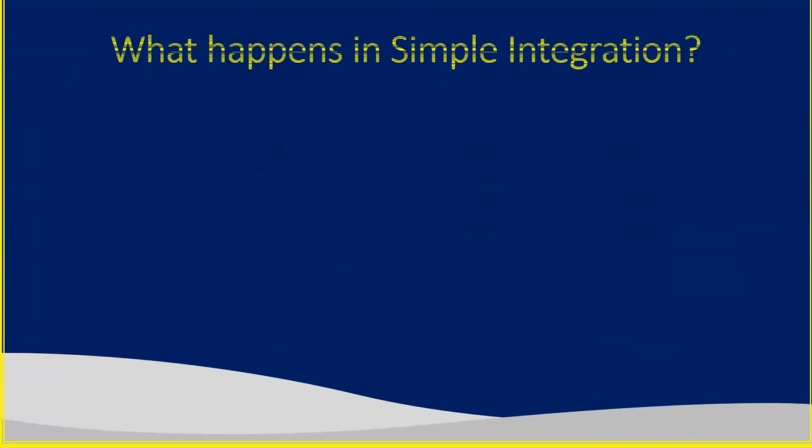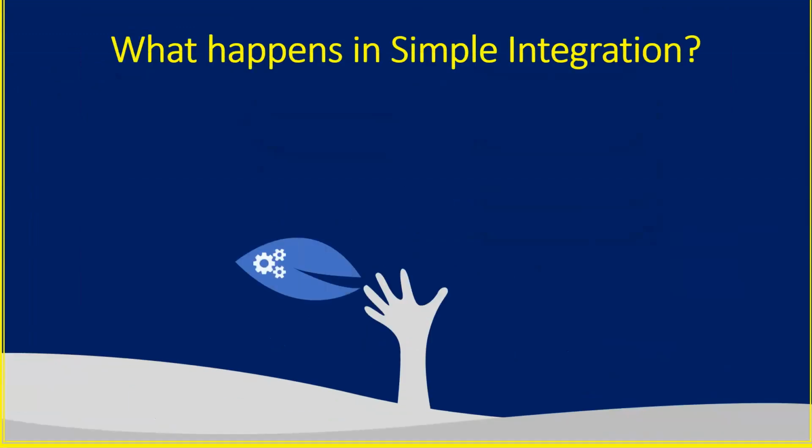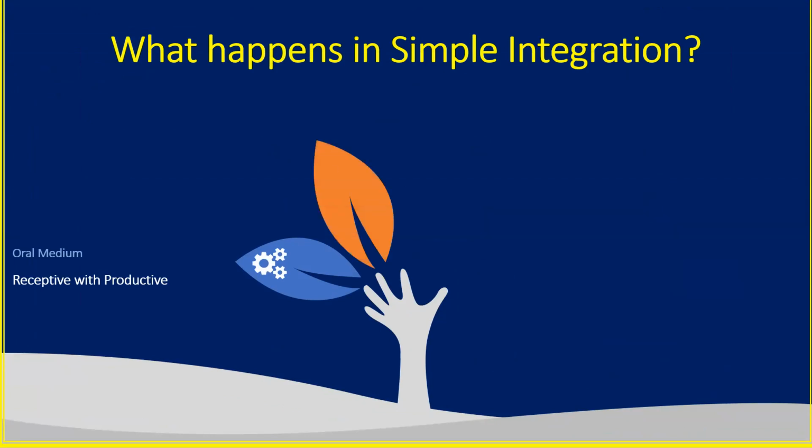So what happens in simple integration? In simple integration, we integrate only two skills, no more. So it might be oral medium, like receptive with productive, that are done orally. Like what? Yes. So we have the receptive skill that's done orally, that's listening, and the productive skill that's done orally, that's speaking. So we teach listening and speaking together.